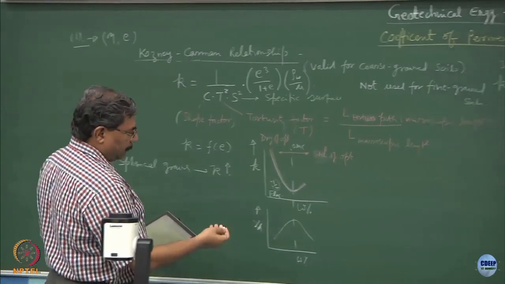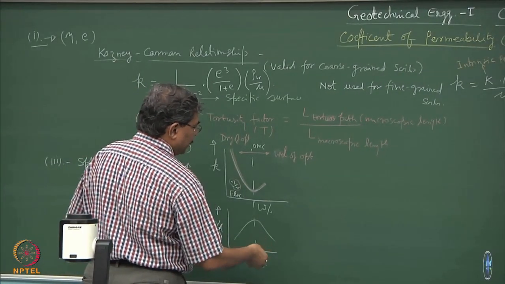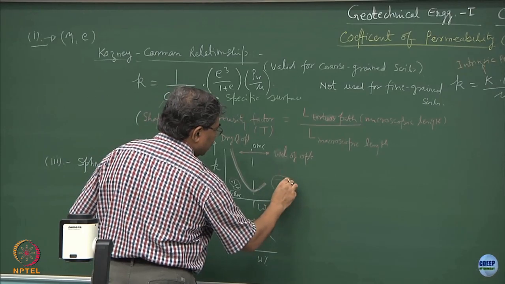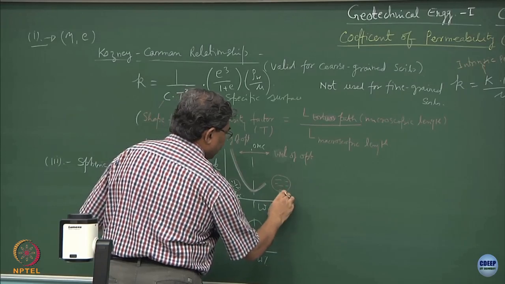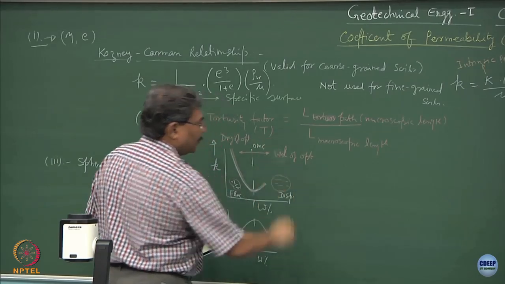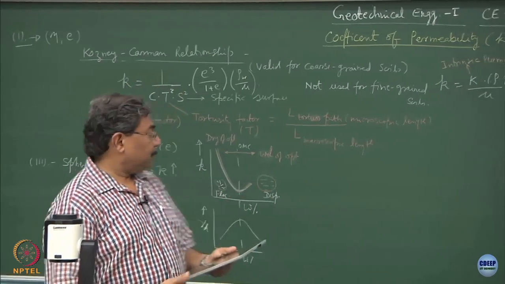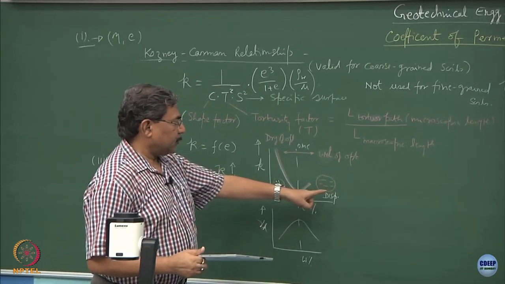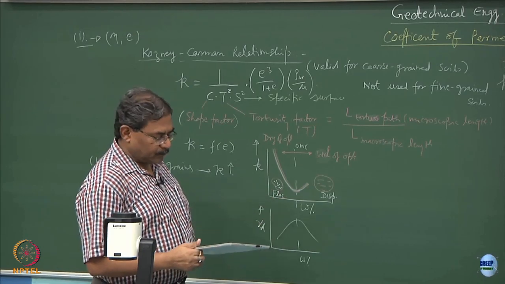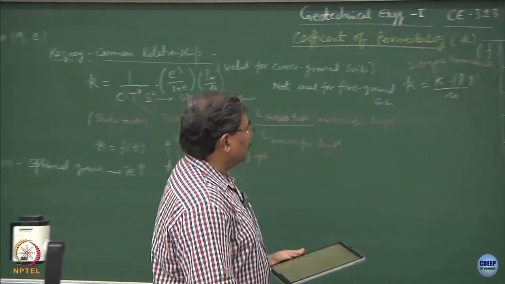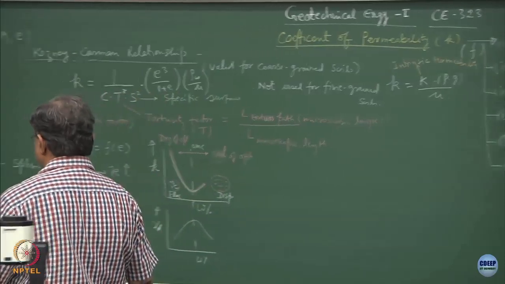And on the wet of optimum, we have the particles which are more dispersed. So, by definition or by fundamental nature, a dispersed structure shows less hydraulic conductivity as compared to the flocculated structure. Then we talk about the formation also.